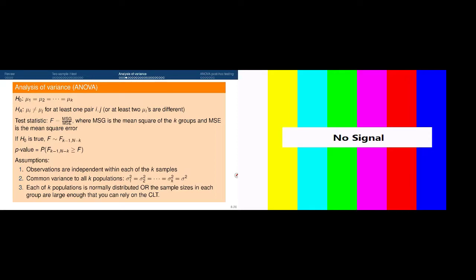And the assumptions for the ANOVA are that we have independent observations, which we've had in all of our tests. The second assumption is that the variance in each of the populations is equal. And we will have a look at a way that we can test that assumption. And similarly to the other testing procedures we've looked at, we need that either each of the populations or each of the groups are normally distributed, or that the sample sizes are large enough, i.e. greater than 30, and then we can rely on the central limit theorem.